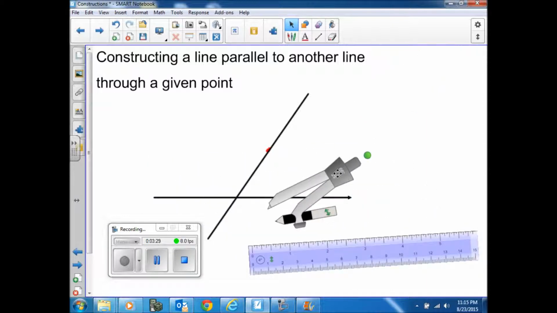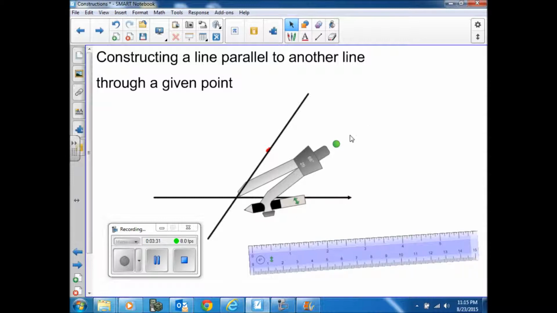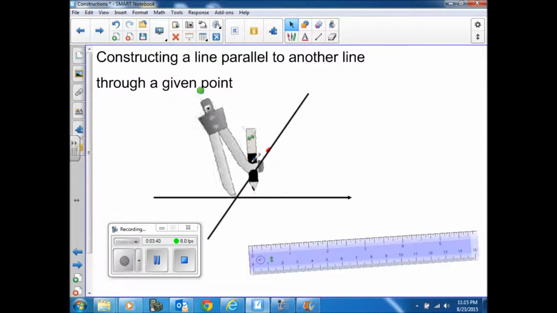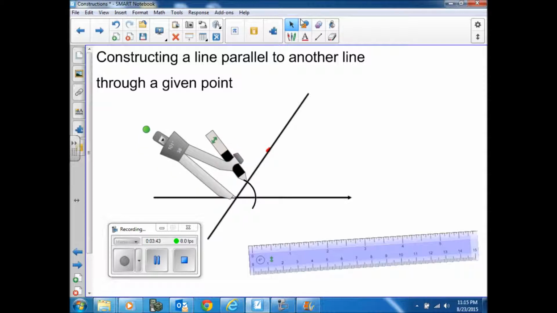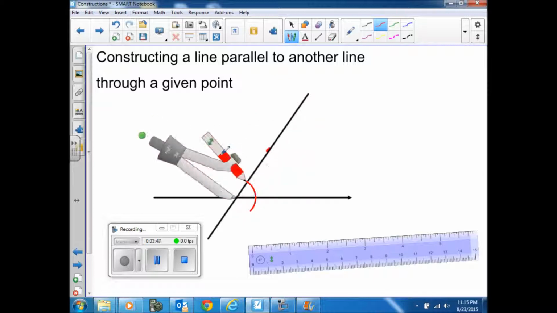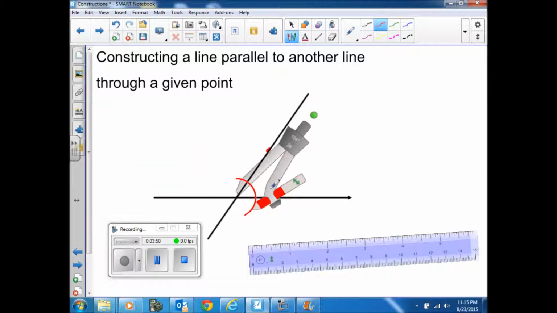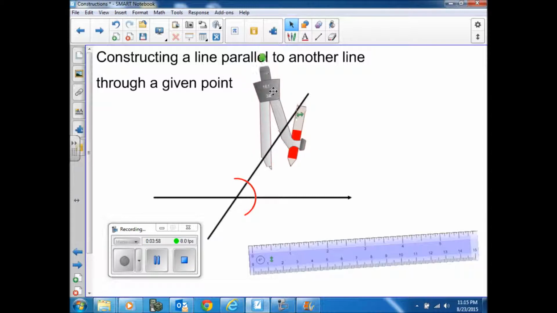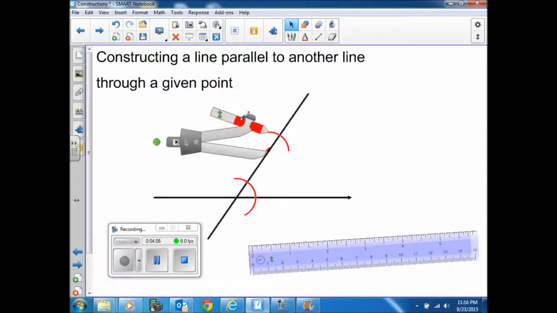So what we can do, let's go ahead and put our compass on the point of intersection, and we're going to draw an arc. Actually, I'm going to draw the arc in a different color here. So I'm going to draw the arc. Alright, again, we don't need to do the entire circle in this case, but it is still dealing with circles again. Now, take your compass and draw another arc from the point that you were given this time.